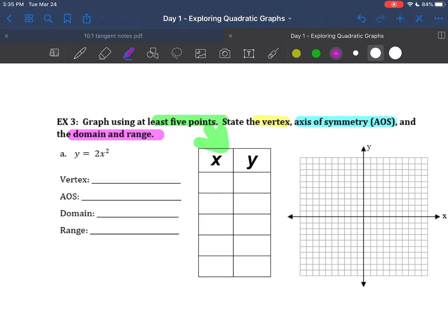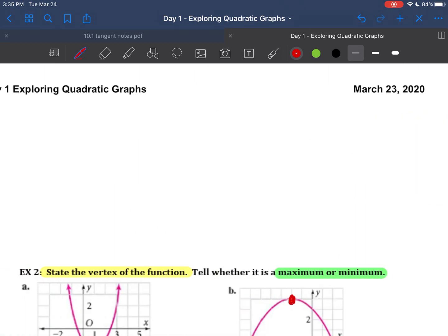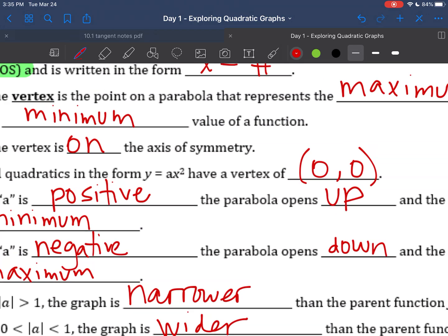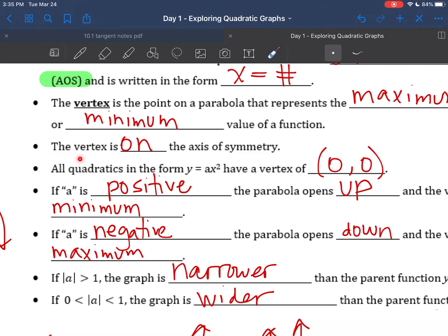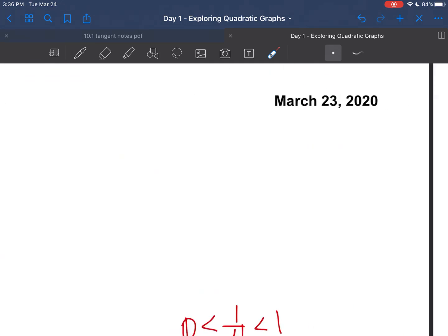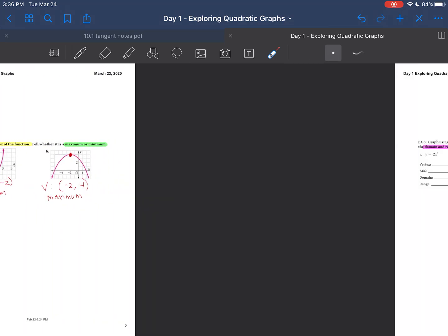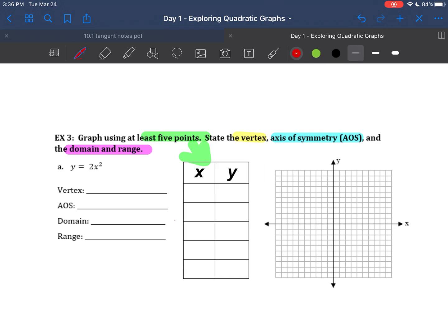What I'm going to start with, actually I take that back, we're going to start with the vertex. So I'm going to take you back in your notes to this piece right here. All quadratics in the form of y equals ax squared have a 0, 0 vertex. Do you see how this is in the form of y equals ax squared? That means my vertex is 0, 0.